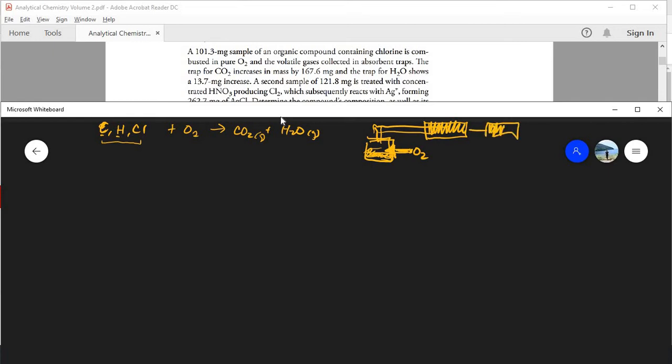These absorbent traps should be weighed first, so you can determine the mass of CO2 or the mass of H2O produced by subtracting the difference in the weight of these absorbent traps, di ba? One trap absorbs CO2 and the other absorbs H2O. They are different, made of different materials. So this material could absorb H2O and this material could absorb CO2. Once you have the mass after the reaction, you can subtract it from the mass of these traps before the reaction. Here, we are told it produced 167.6 milligrams of CO2 and 13.7 milligrams of H2O.